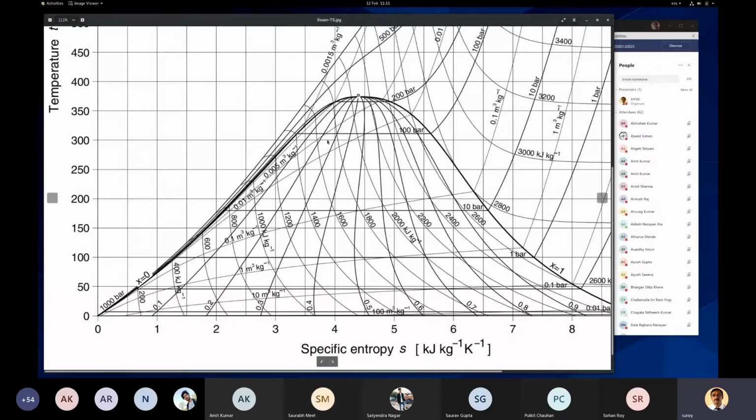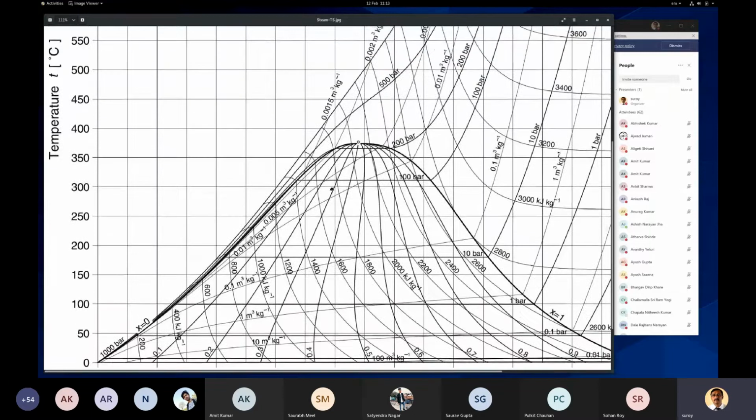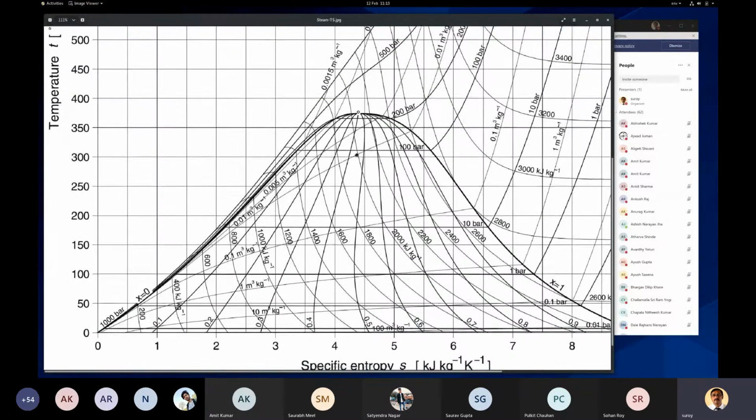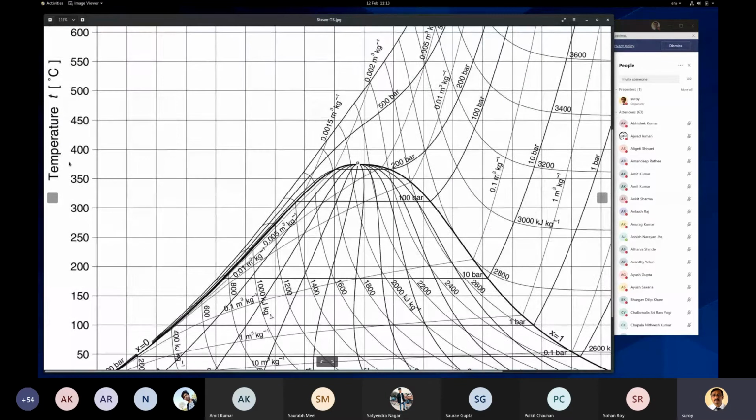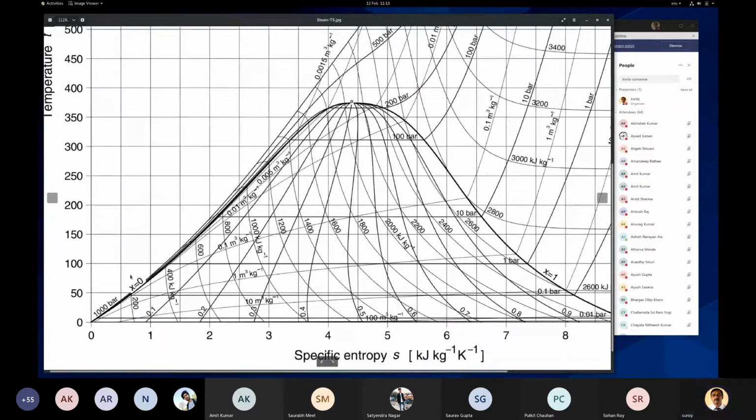So let us look at this diagram, which is the TS diagram for steam. This is entropy, kilojoules per kg per Kelvin. This is all specific quantity, so it is all per kg basis. Similarly, this is temperature, in centigrade. Here you can see this is the saturated liquid, and this is the saturated vapor line, x equal to 1 and x equal to 0.